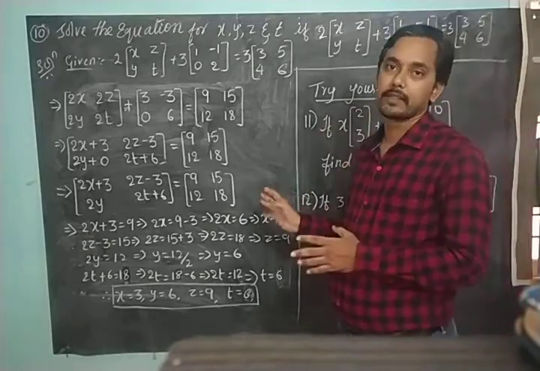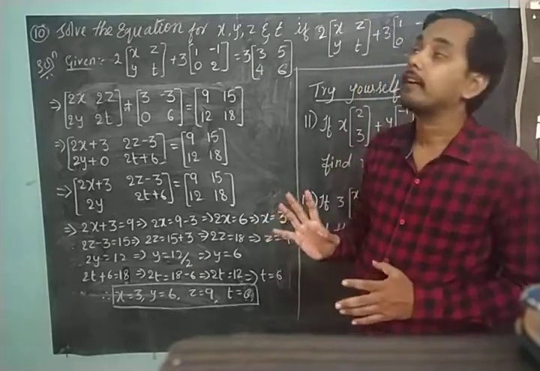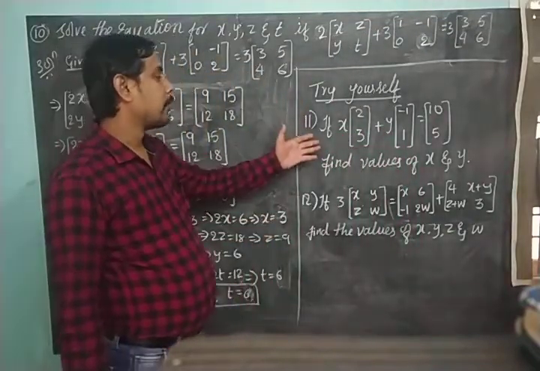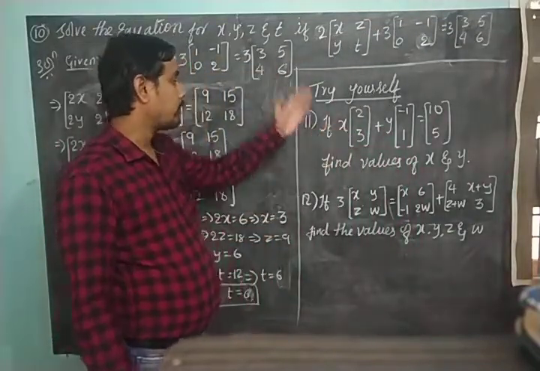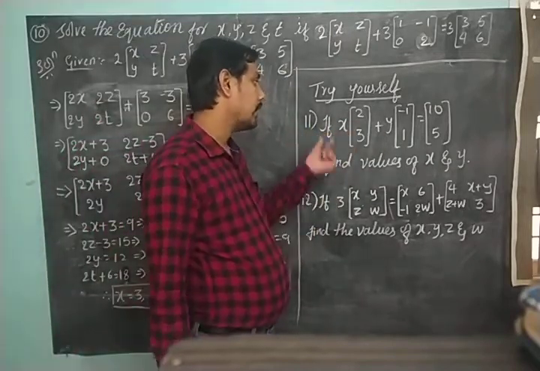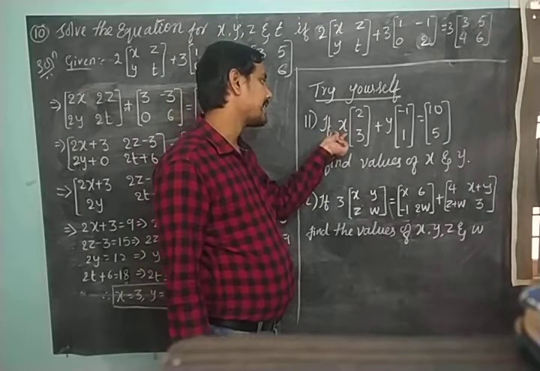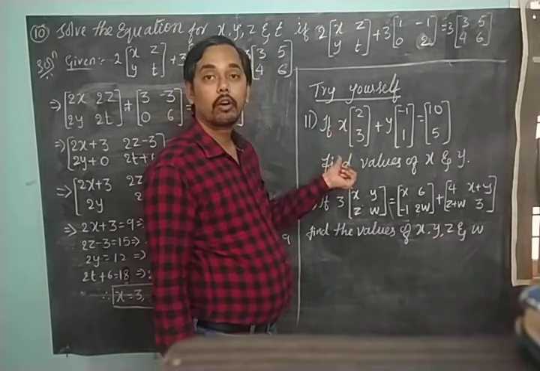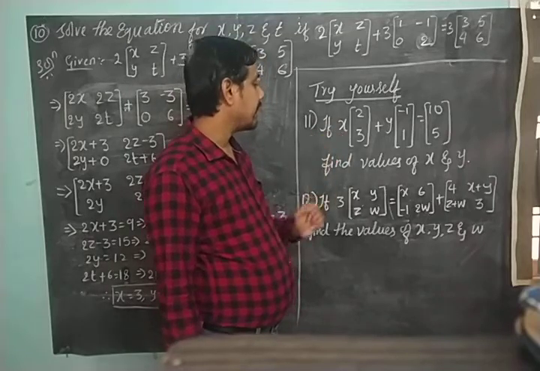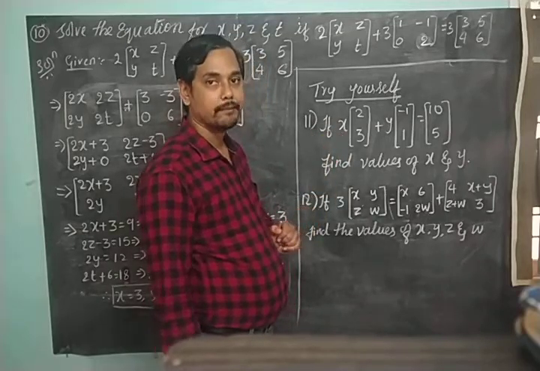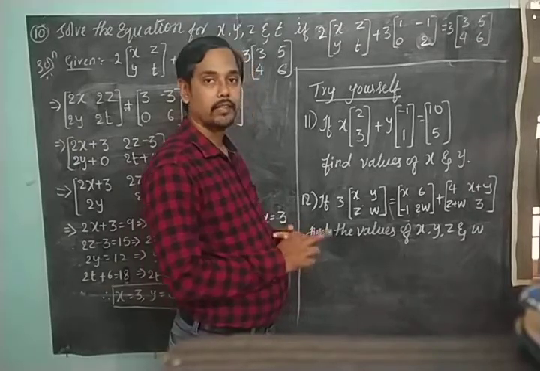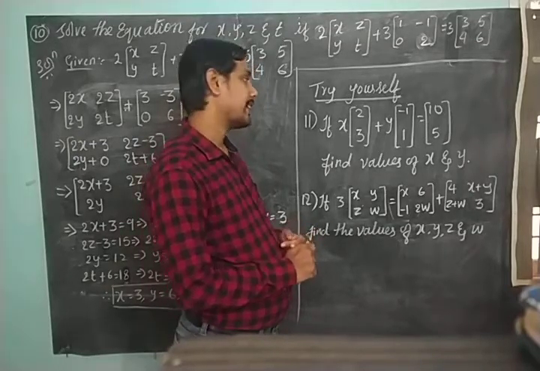Okay, I hope this problem is very much clear. We'll proceed to next one. Similarly, we have an equation here. The way we have solved, in the same way you need to solve. Here also you need to find the value of x and y. Once again I state here, x and y are not away from the matrices. They are the elements of the matrices. You need to find the values for x and y.